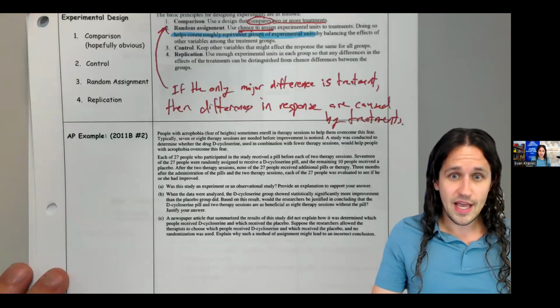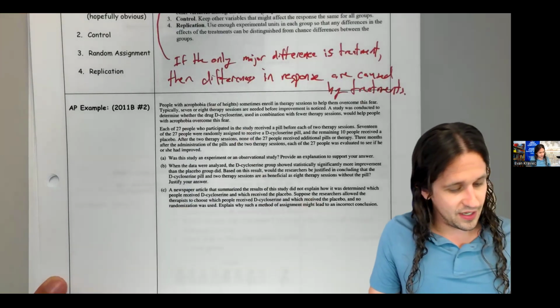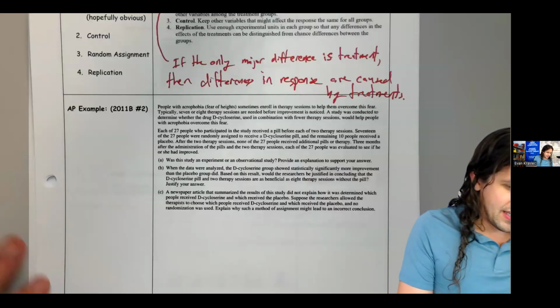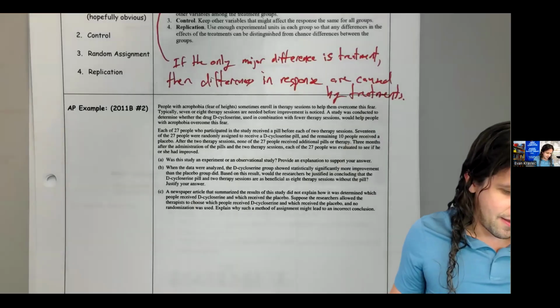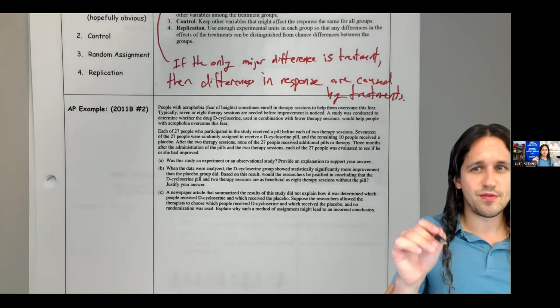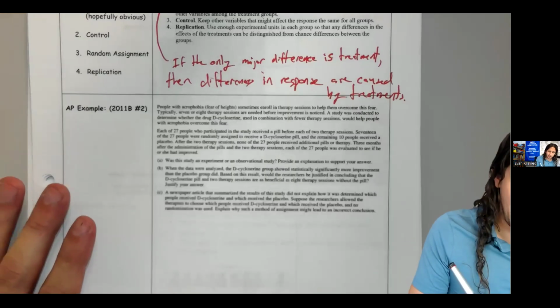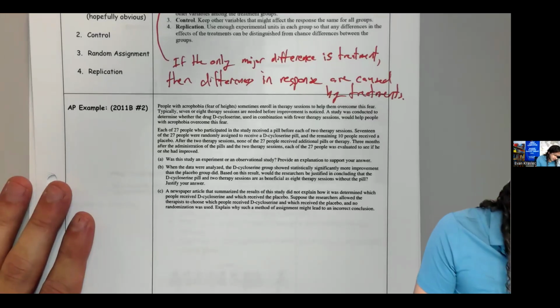Okay, keep on moving. People with acrophobia. Oh, man. Acrophobia. Sometimes enroll in therapy sessions. All right, take a moment on this one. I think for the sake of time, we're going to pause. We're going to go through this one fast, though. You pause it. Try and fill it out. Take 5 minutes. Now we're going to do it.